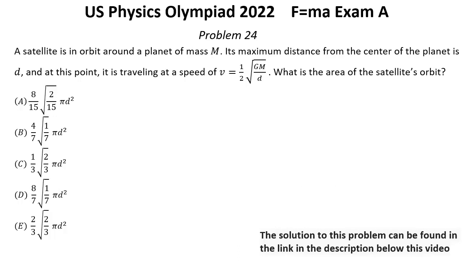Problem number 24. A satellite is in orbit around a planet of mass M. Its maximum distance from the center of the planet is d, and at this point it is traveling at the speed v equal to 1/2 multiplied by the square root of GM over d. What is the area of the satellite's orbit?